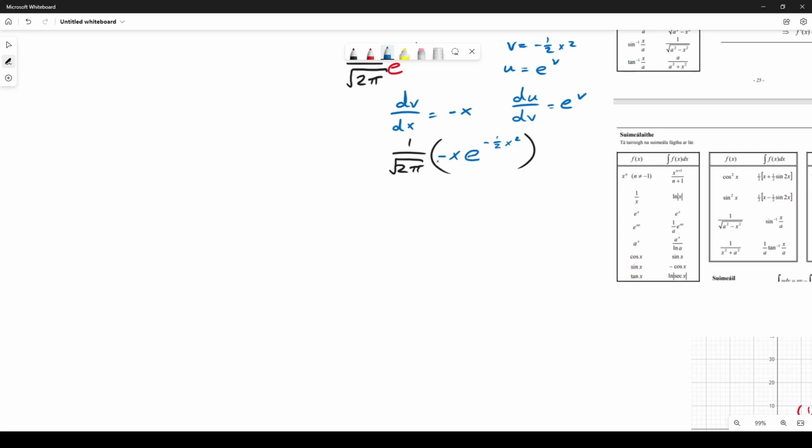You'll notice in here we have two things now that have x's in them being multiplied together. So this is actually the product rule. I'll change color, I know it's kind of a mess. But we would say u, because product rule is two things being multiplied together, would be minus x. V is e to the power of minus a half x squared.